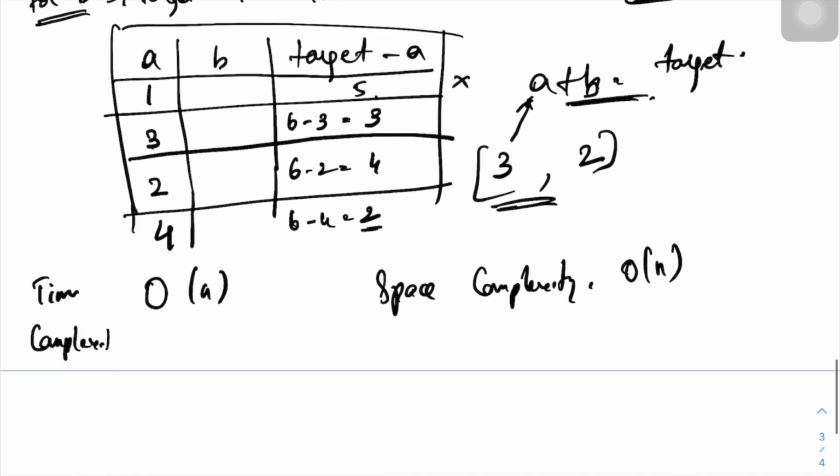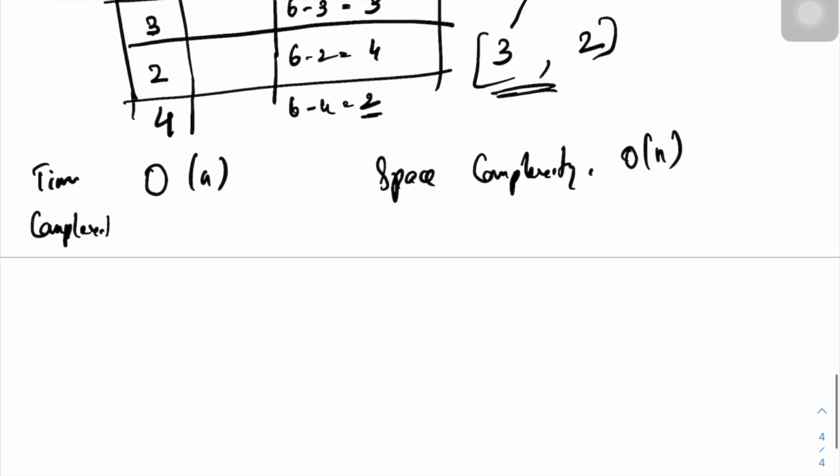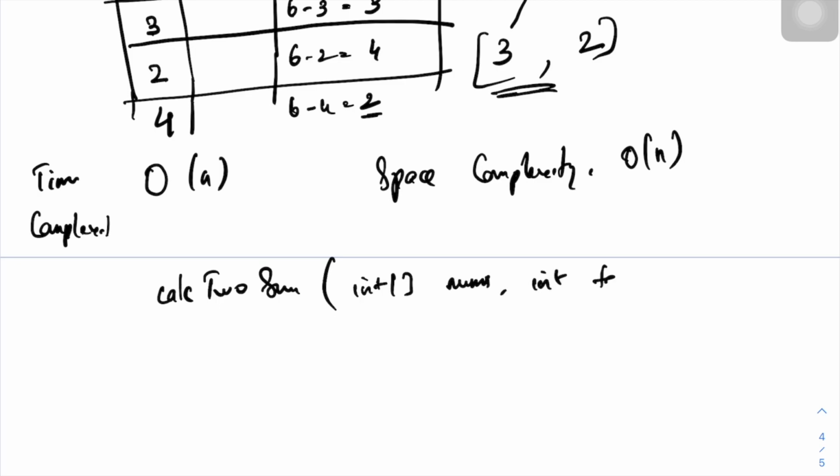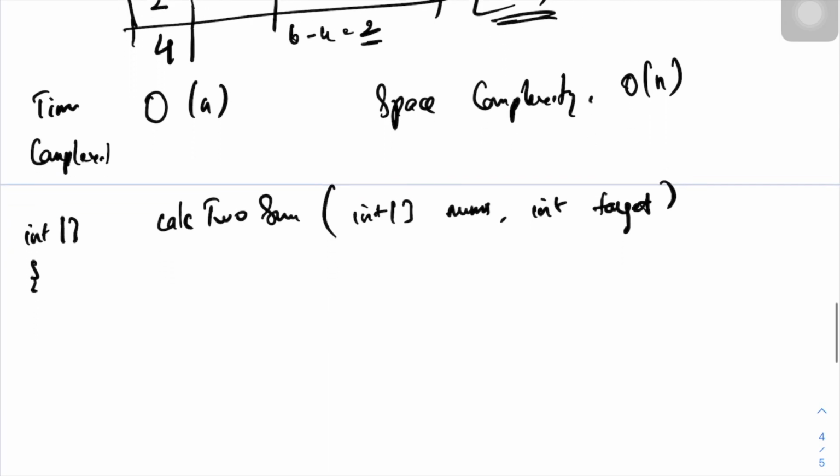So let's start with the code. Let's implement the same function, twoSum. Here we get an integer array and an integer target. What you need to do is return an integer array having indices.